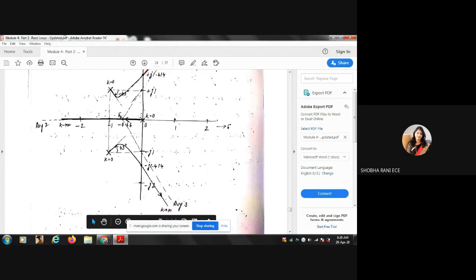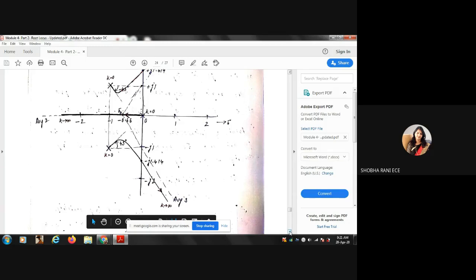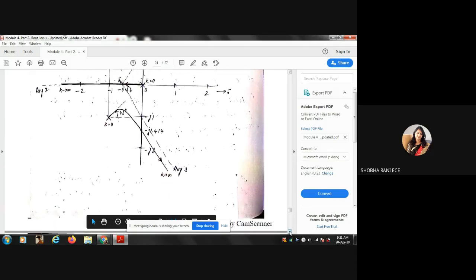So in this problem you see that some part is on the right hand side, some part is on the left hand side. So the system is marginally stable or conditionally stable. We have also found the range for stability. For a system to be stable, k should lie between 0 to 4.